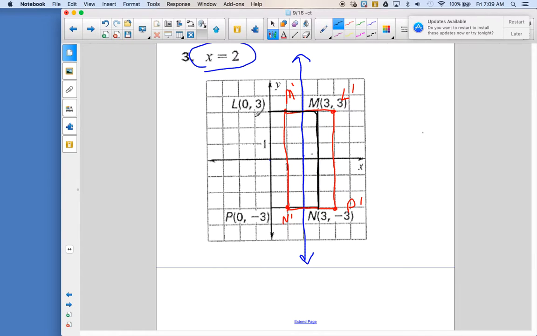And when I flipped, it kind of landed on top of the other one. But that's okay. I flipped across x equals 2. So here's my first shape, where this red one is my second shape. Okay, always draw the line so you can remember. This is my reference point. So I just count how many to the one side. Oh, I do the same thing going the other way.